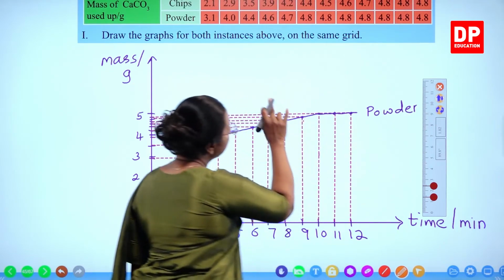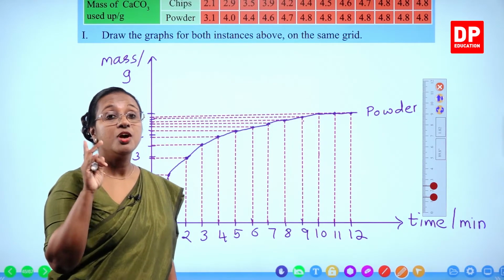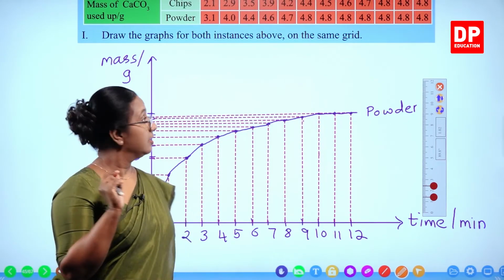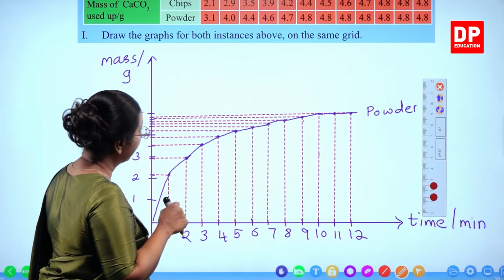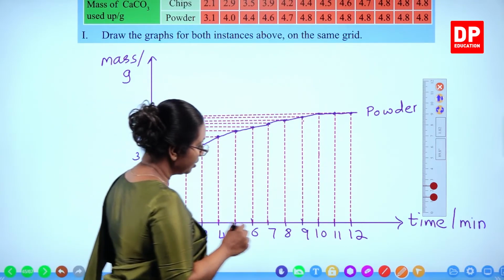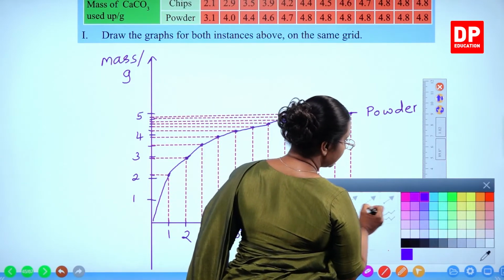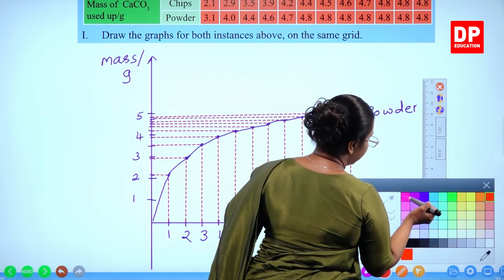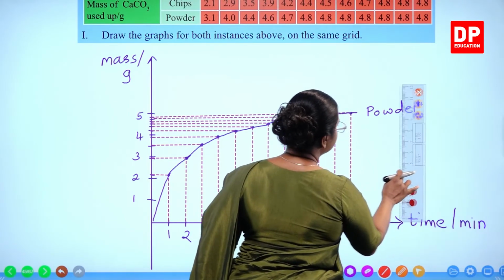The same way, we need to plot a graph. They have told us to plot both the graphs on the same grid. So, we need to plot a graph for calcium carbonate powder as well. So, for that, I will use a different color there to mark the points. I will use purple color.